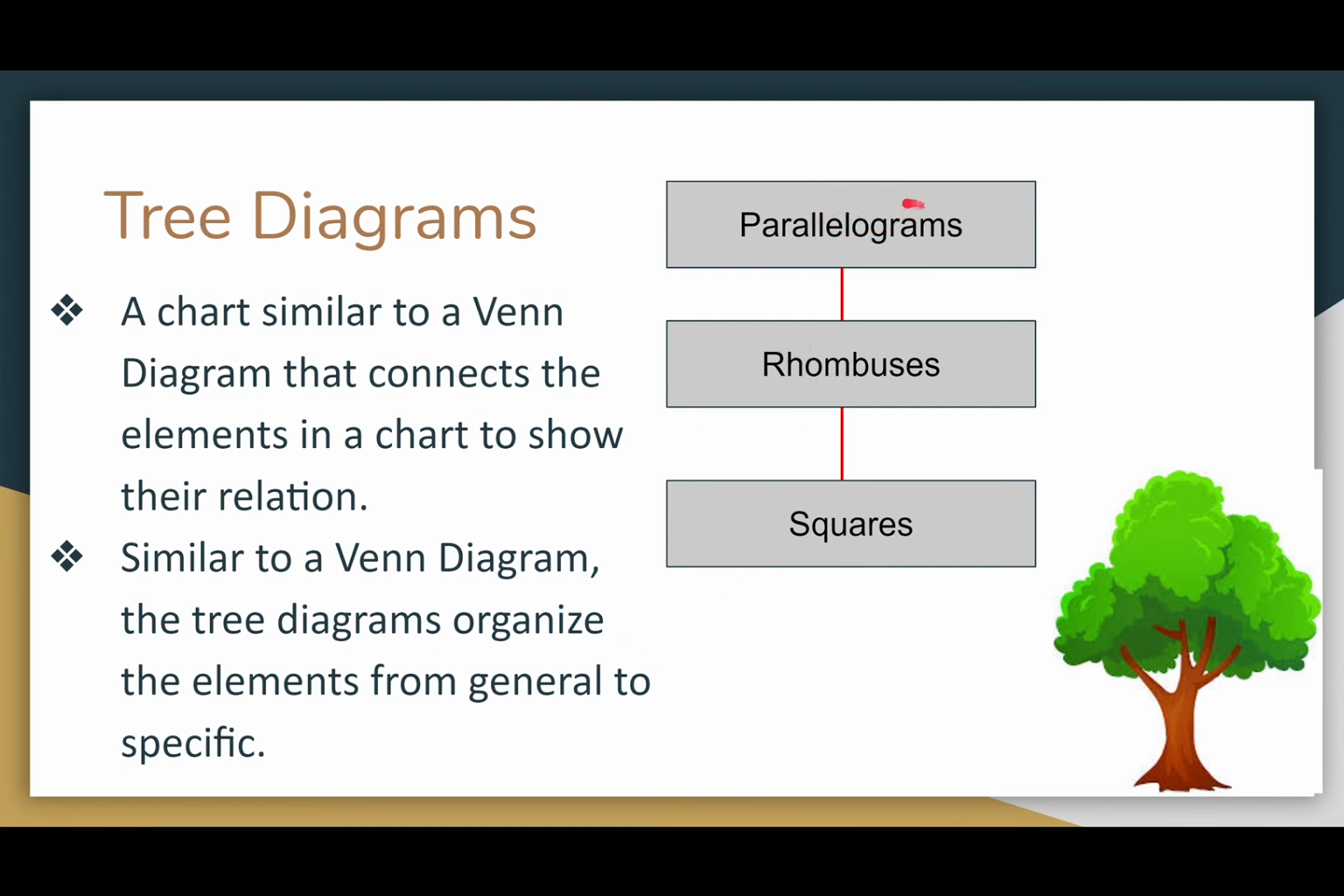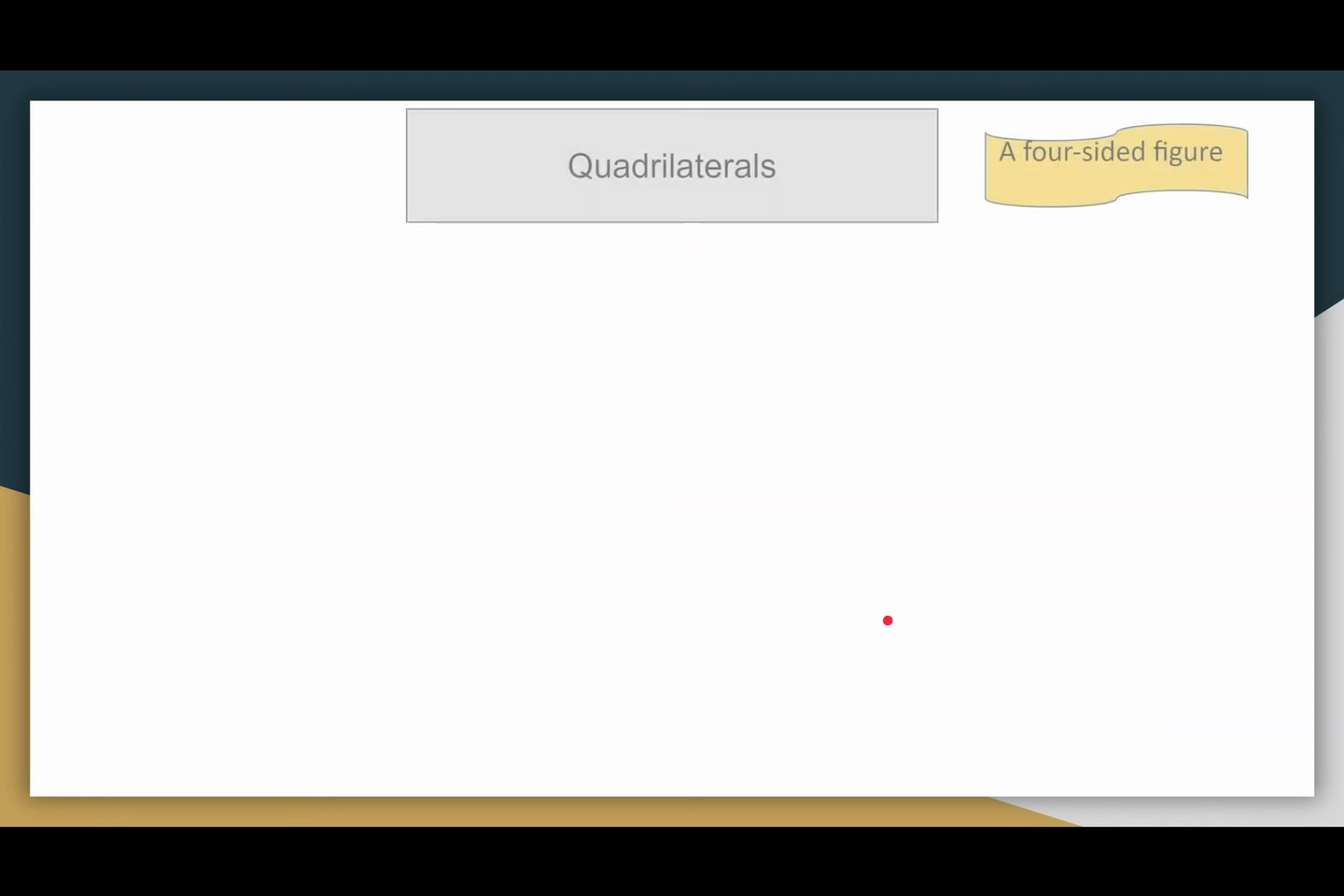At the top is the most general, the biggest part of it, and as we get to the bottom, we get more and more specific. So, reading this tree diagram, we can see that all squares are rhombuses, all rhombuses are parallelograms. That means that all squares and all rhombuses are parallelograms. But that does not mean that all parallelograms are rhombuses, or that all parallelograms are squares. Most general, more specific. Okay, so we're going to keep on building this tree diagram.